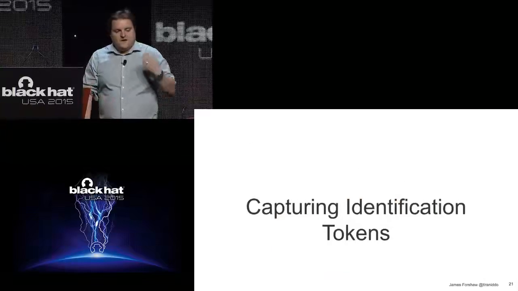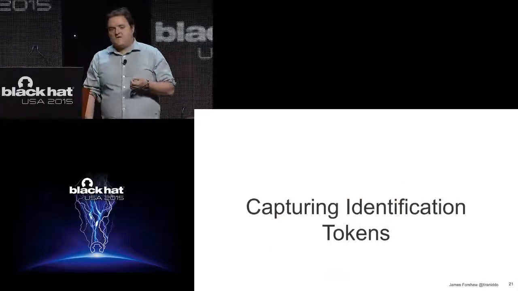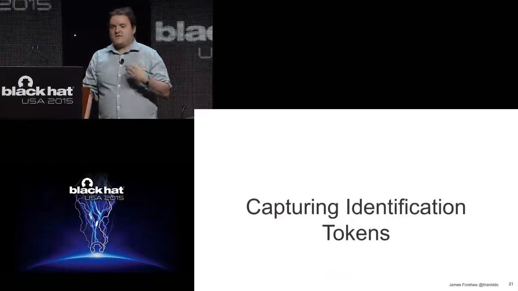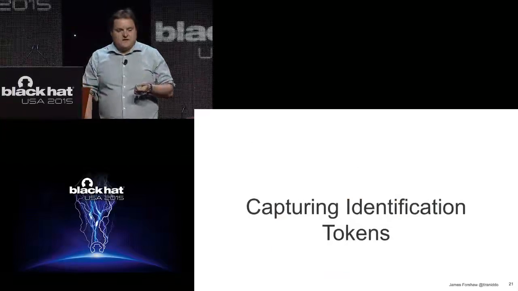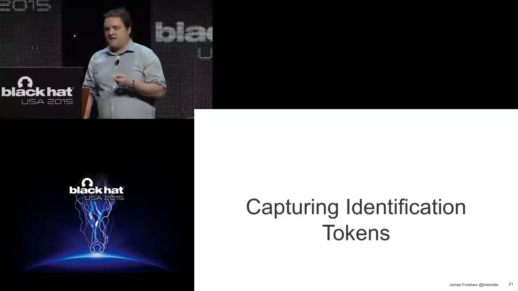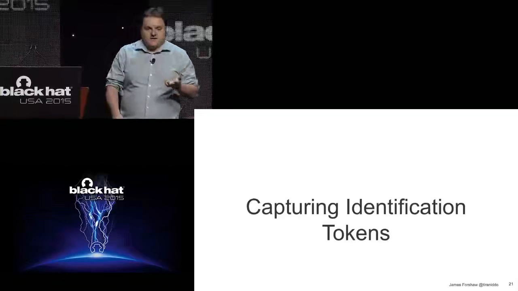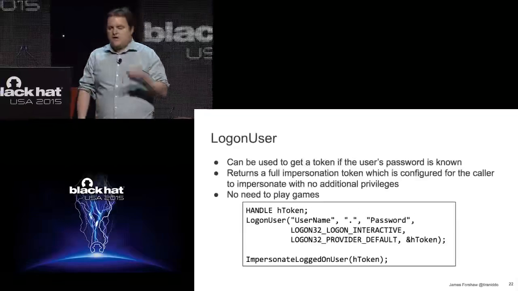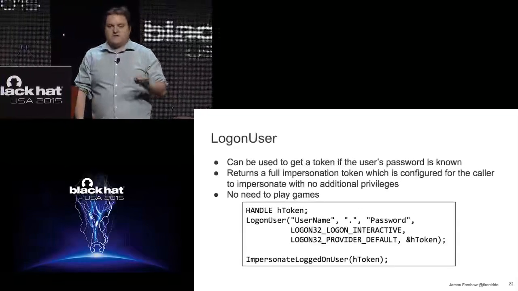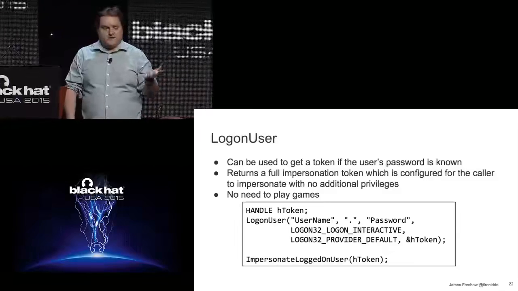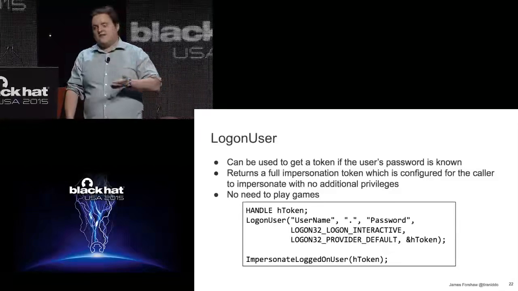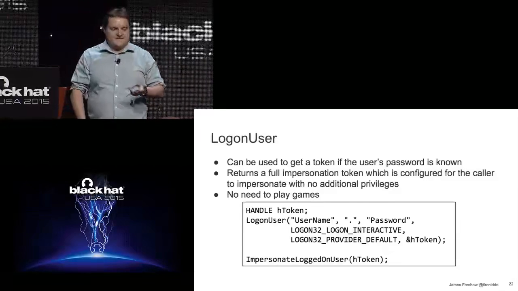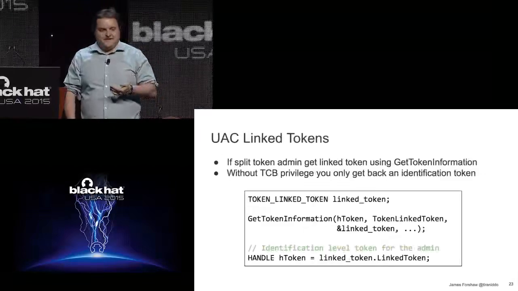Okay. So if you need to actually exploit token vulnerabilities, the first thing you need to do is be able to capture them in the first place. And that might seem quite a difficult thing to do, but it turns out it's pretty easy. You can go the LogonUser route. There's a function to log on a user. If you know their password, you can just log them on. But of course, if you do that, you already know their password and you can probably do more serious stuff.